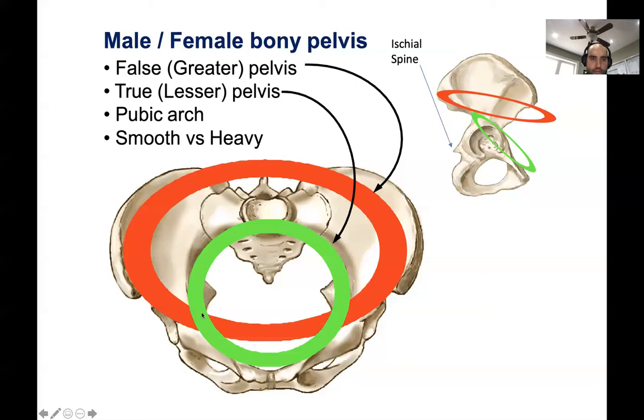Now, inside of it, we have the true or the lesser pelvis. And this one is called true because now this circle is fully encircled. The circle is fully encircled, man. Got to work on my English. This is fully encircled over here by bone, okay? And having a very small true pelvis has certain consequences for childbirth. This is pretty much the limiting factor for how much space the baby has to move through, right?